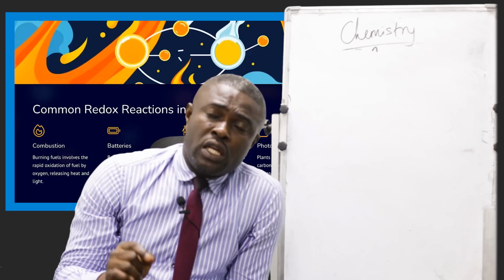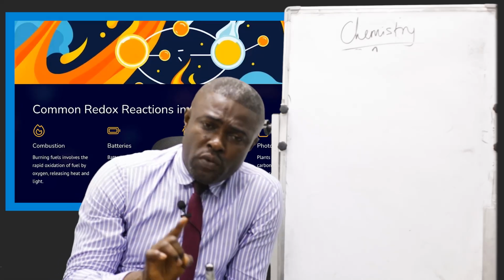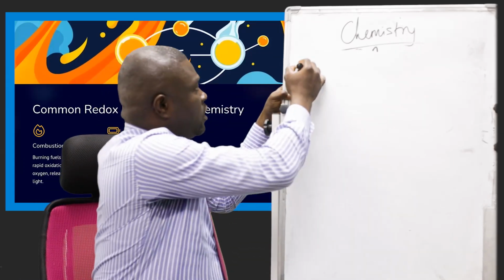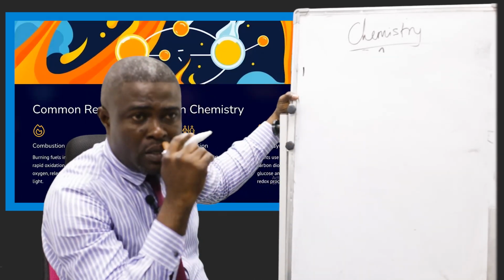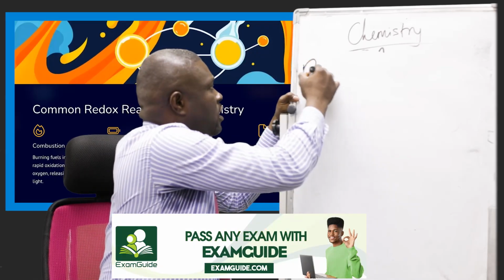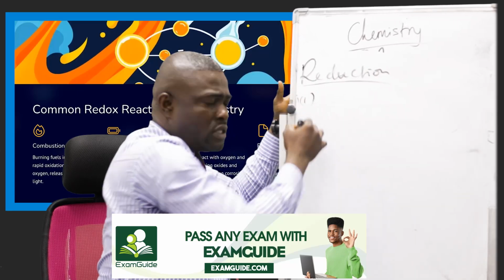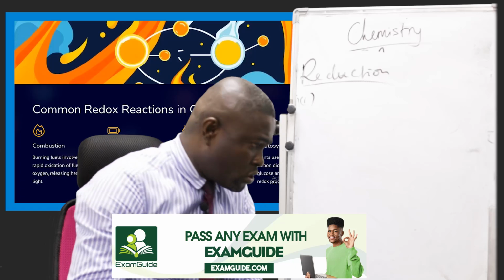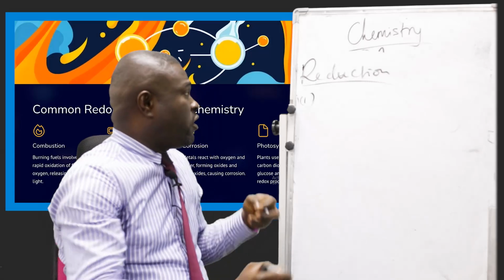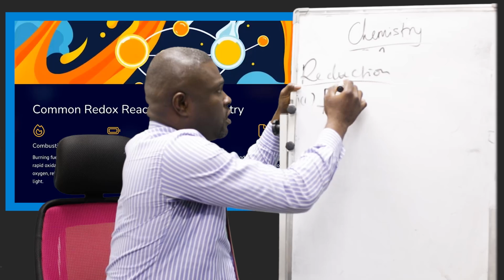So I'm going to take the four to five definitions of oxidation and turn them the other way around so that we can explain reduction reaction. I'm taking the first one again. The first one, we said increase in oxidation number. Now for reduction, the first one on oxidation is loss of electron, while in reduction, the first one is gain of electron.